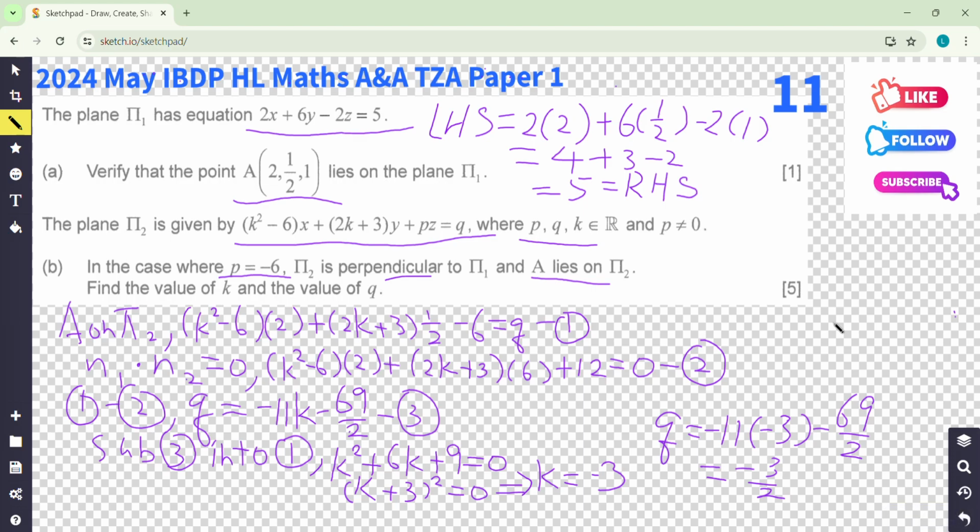Then you got 5 marks. A lot of steps, but I'm sure you can do it, right? Make sure you don't make careless mistakes. See you for the next part.